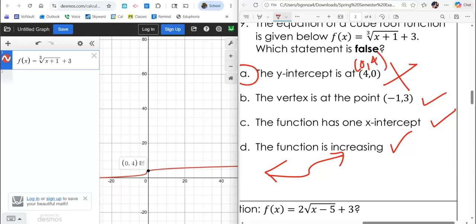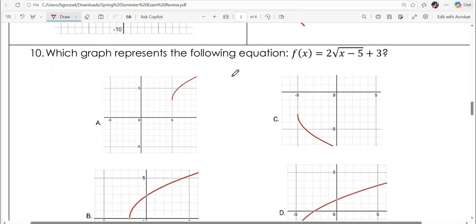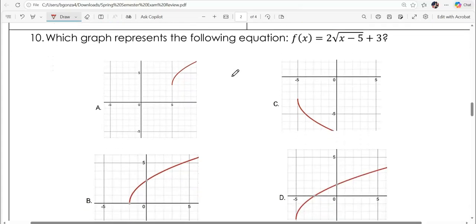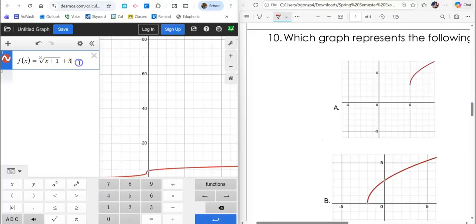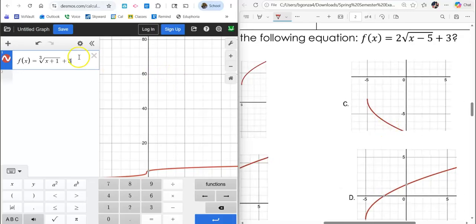Okay, and number 10, which represents the following equation? Again, if you can graph this, you can check it out. 2 square root of x minus 5, plus 3.